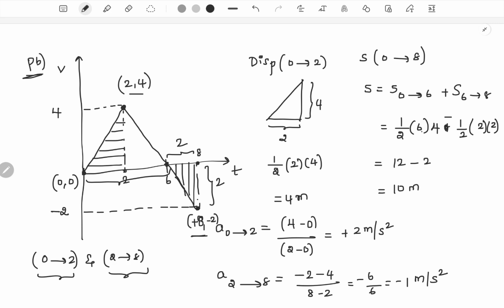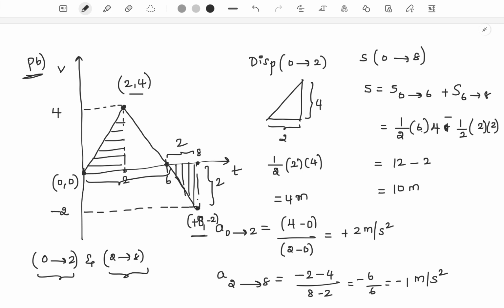So it's quite obvious that the accelerations are not the same. The body is basically undergoing non-uniformly accelerated motion between 0 to 8. But if you look between 0 to 2, we can say it's undergoing uniformly accelerated motion. And we can also say between 2 to 8 seconds, the body is undergoing uniformly accelerated motion. But between 0 to 8, the total motion is not uniformly accelerated motion.